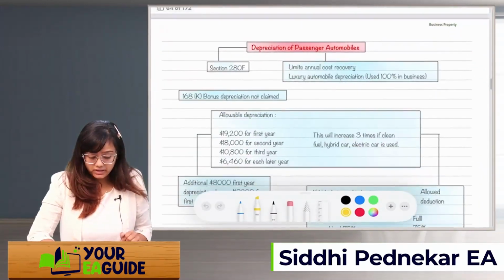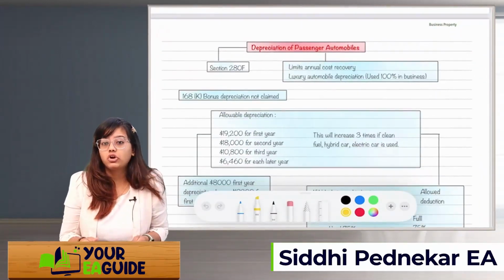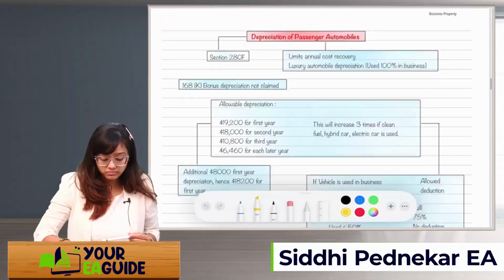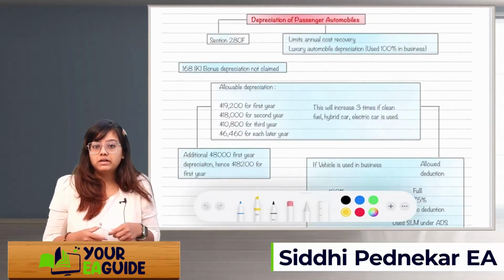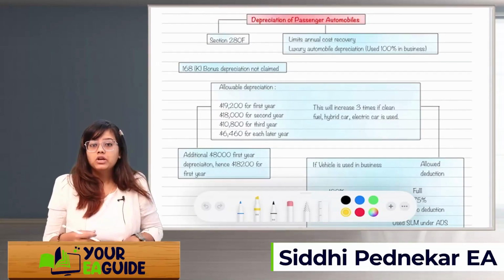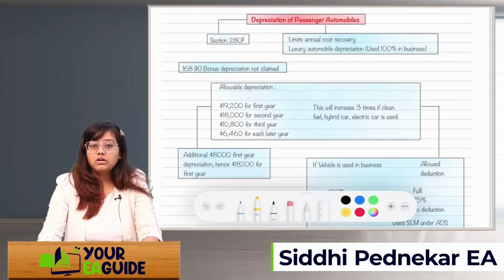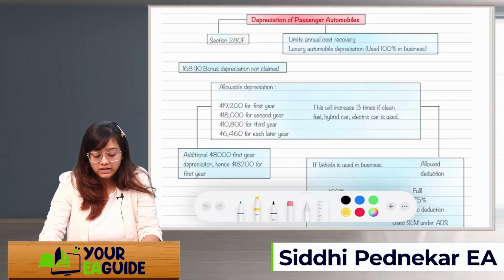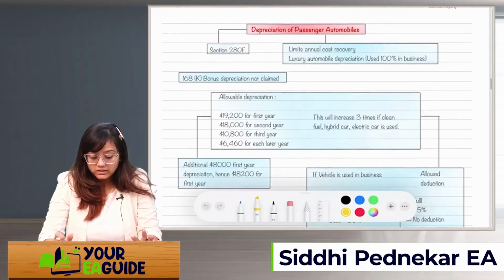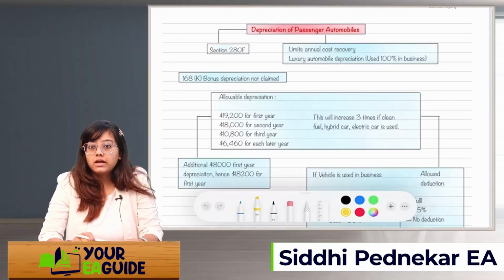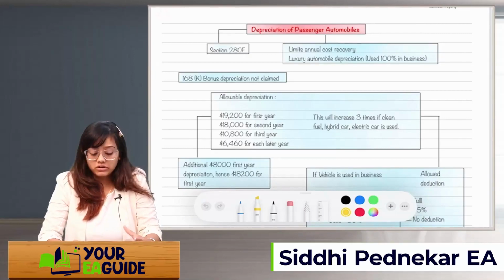Next important is depreciation of passenger automobiles. There is an amendment in 2022. I have already included it over here. What is the allowable depreciation amount has been amended. The limits have been changed, I can say. So if it's a depreciation of passenger automobiles, section 280F will be applicable. The limit is annual cost recovery.